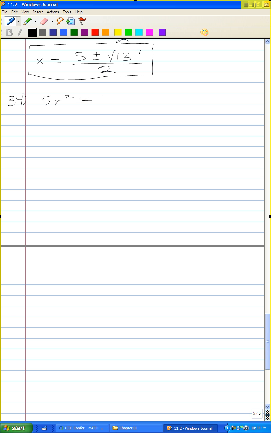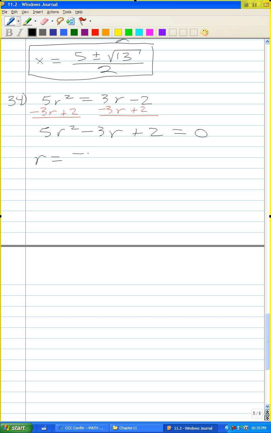5r squared equals 3r minus 2. Subtract 3r. Add 2 to both sides of your equation. And so I have here 5r squared minus 3r plus 2 is 0. And so let me use the quadratic formula.